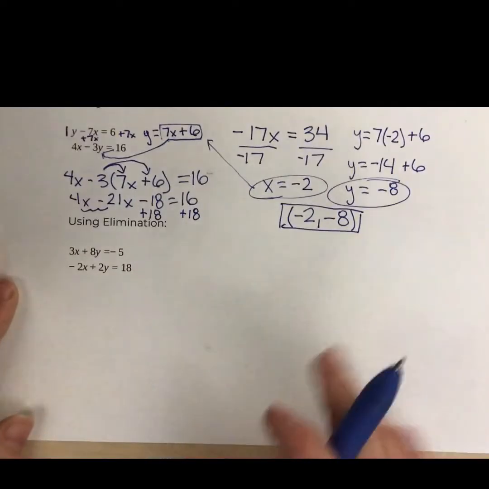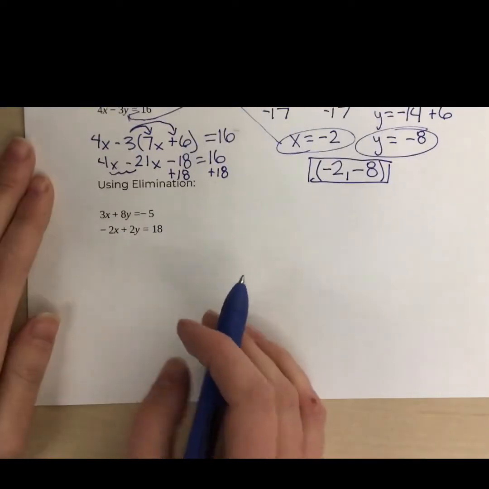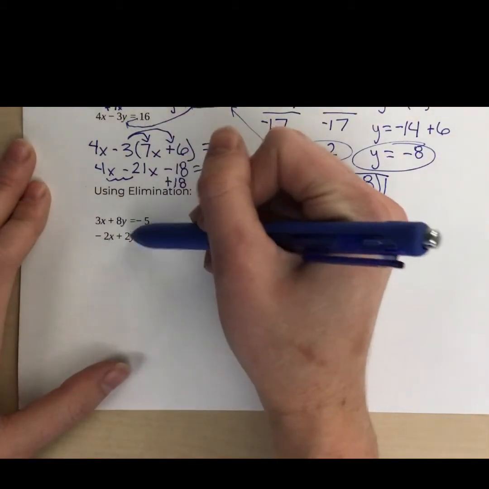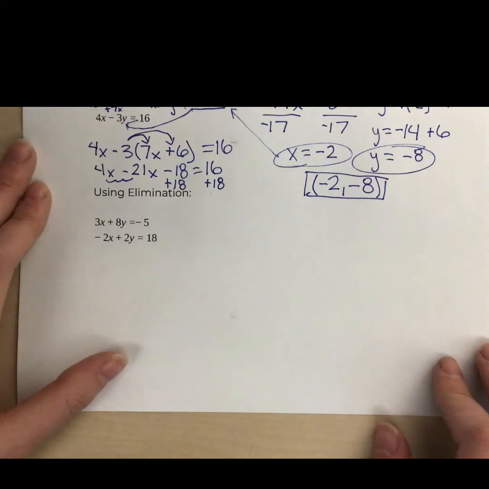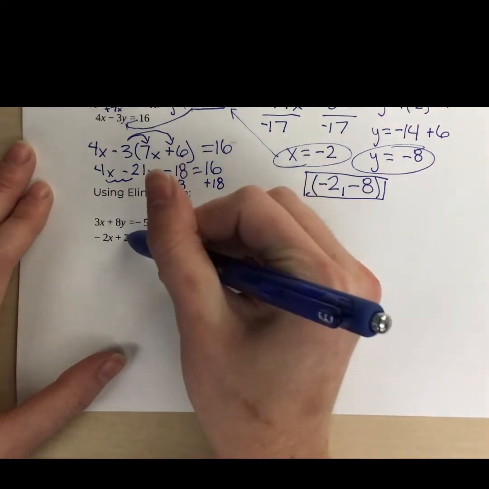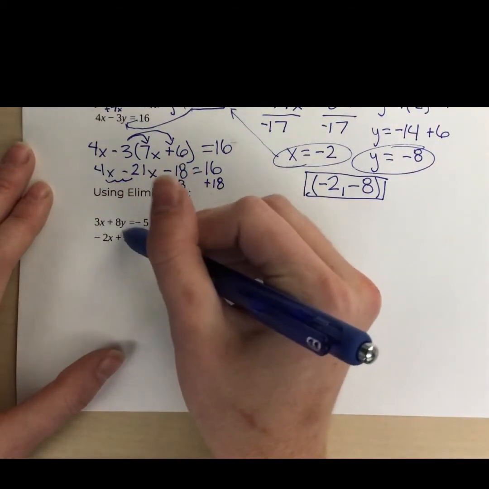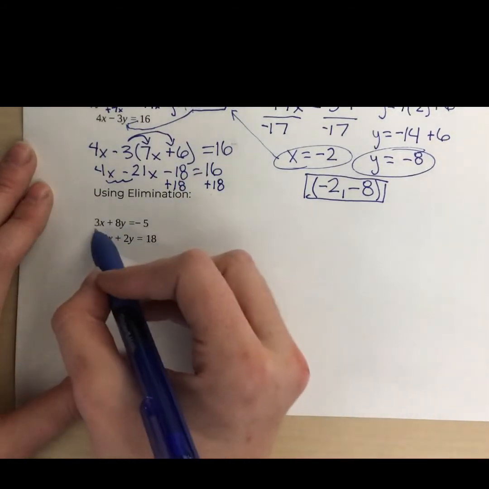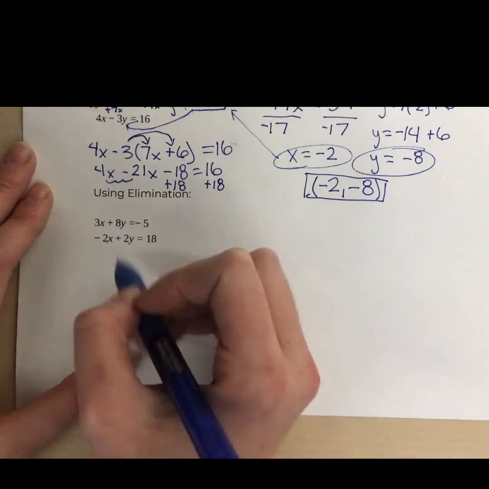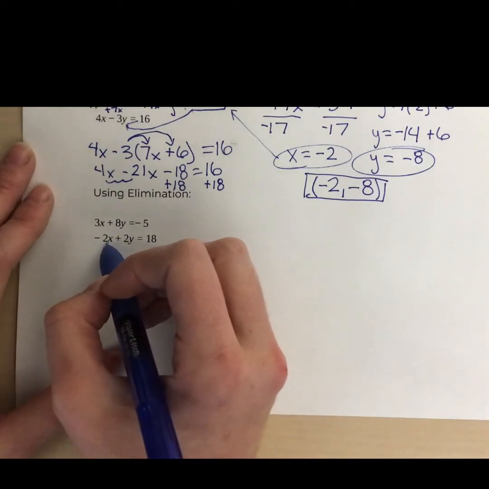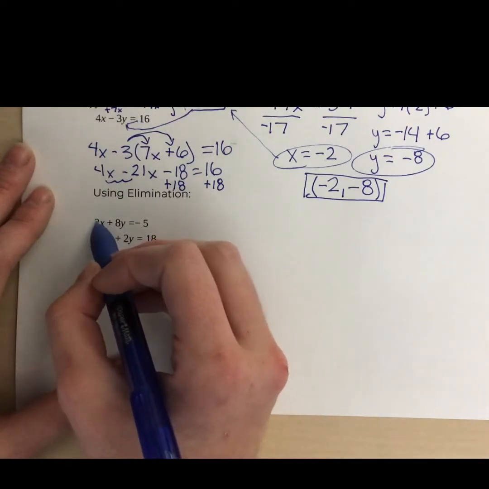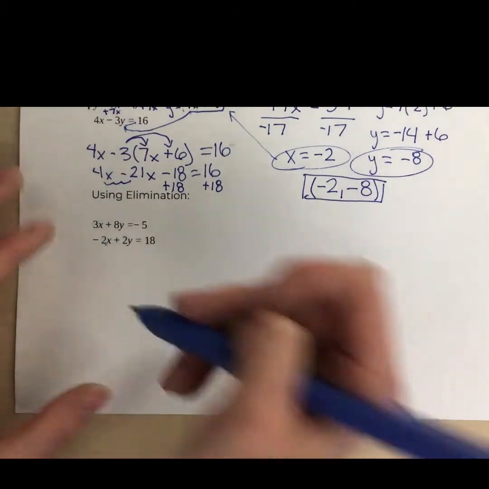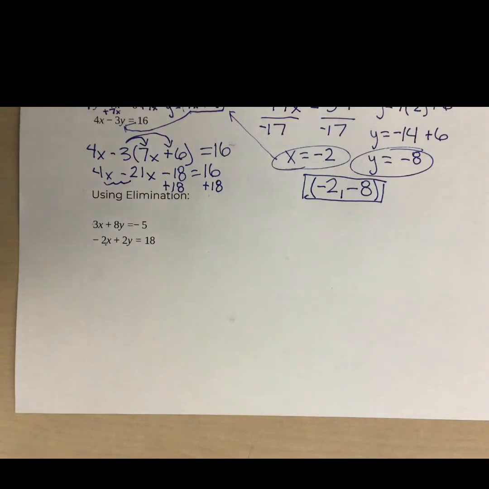If I were to use the method of elimination, I want to notice if any of my variables match up, if one of my variables has a multiple of the other equation. So if I have 3x and -2x, I know that I can't multiply -2 by a number to get 3, and I can't take 3 multiplied by a whole number to get -2. So that's not going to be quite as easy.